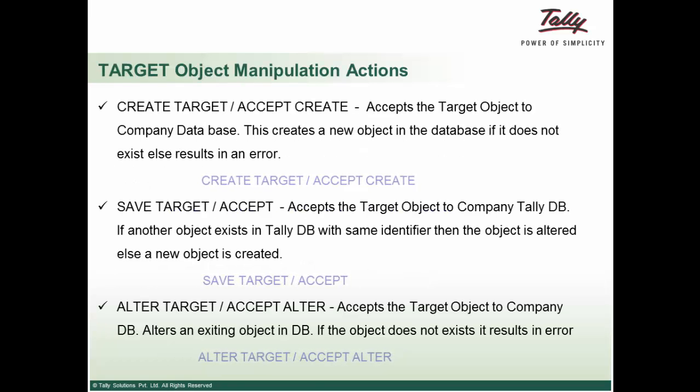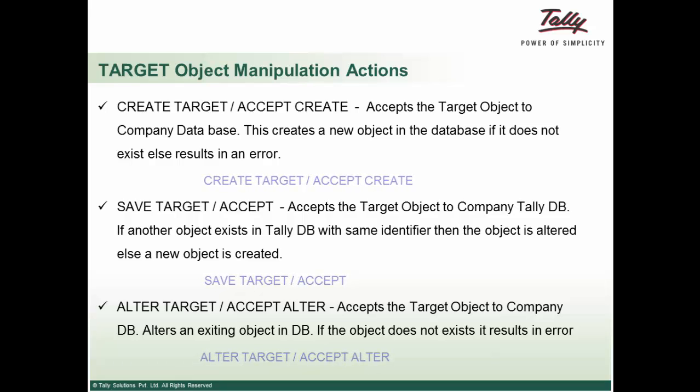Then target object manipulation actions. We have three actions: Create Target, Save Target, and Alter Target. Create Target accepts the target object to the company database and creates a new object in the database if it does not exist, else it shows an error that it's a duplicate, that it already exists.